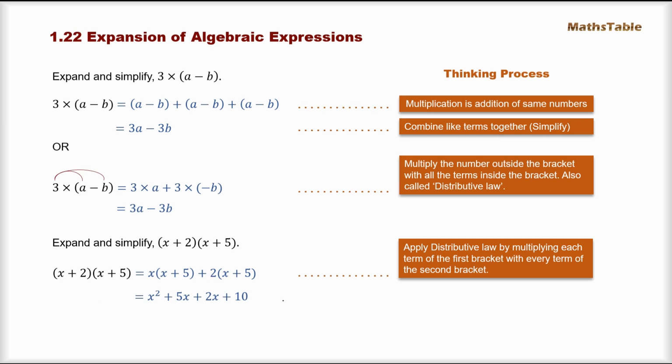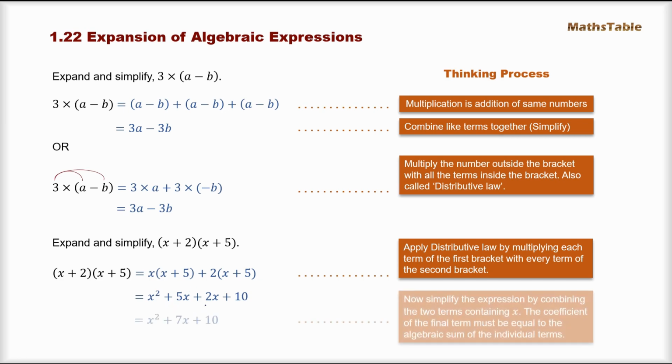Now in the final step, we have to check whether we have any like terms in this expression. We do have these two terms containing x. So we can combine these two terms easily by adding their coefficients together. So 5 plus 2 means 7. Hence we get x squared plus 7x plus 10. So this is how we obtain the final simplified version of the expansion of these brackets.